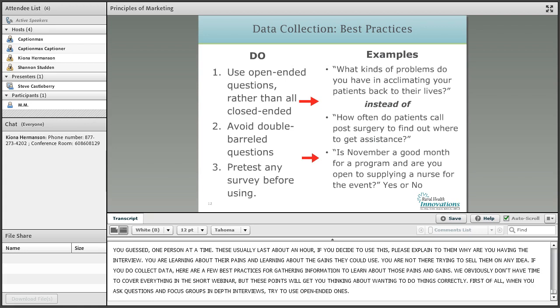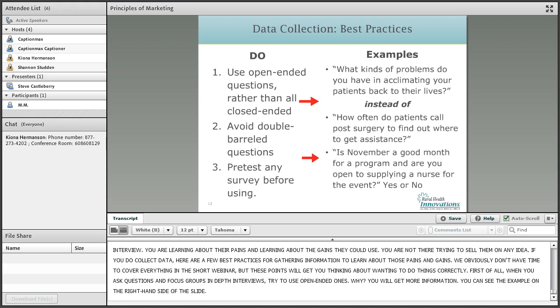If you do collect data, here are a few best practices for gathering information to learn about those pains and gains. Now, we obviously don't have time to cover everything in this short webinar, but these points will hopefully get you thinking about wanting to do things correctly.